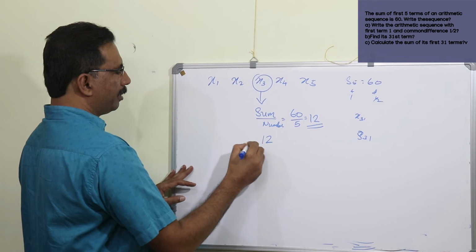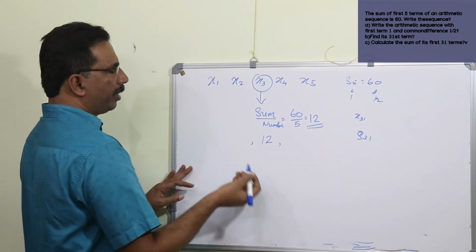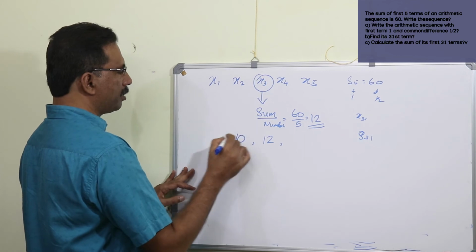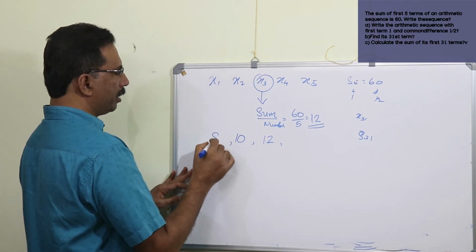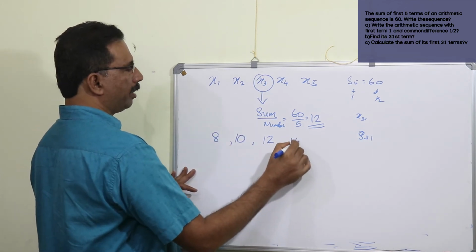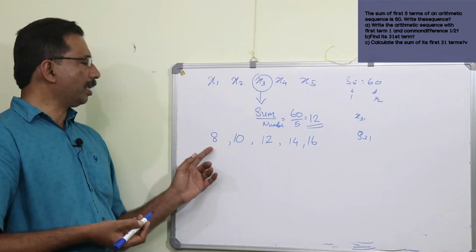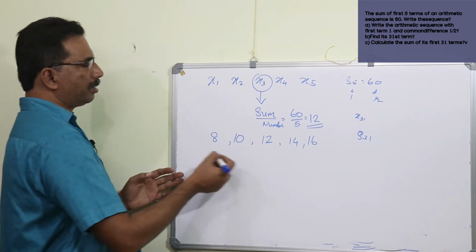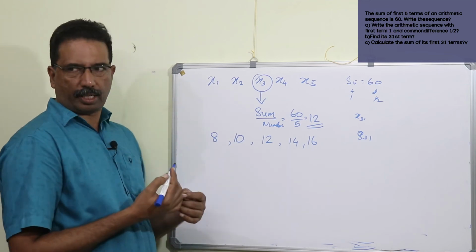Now we can write the sequence. We can take any common difference. If the common difference is 2, it is 8, 10, 12, 14 and 60. We can write many sequences with the sum of the first 5 terms being 60.